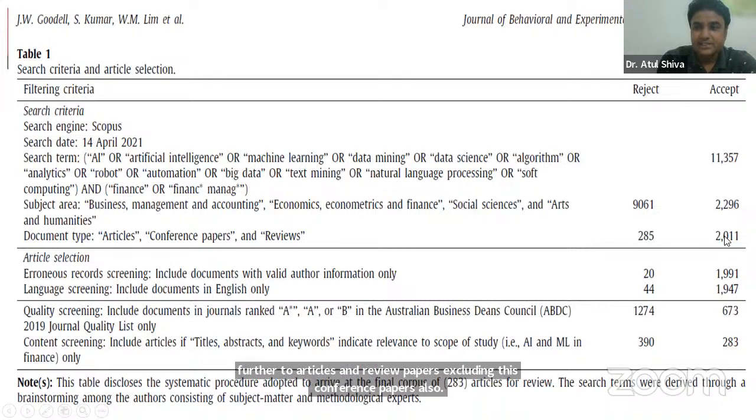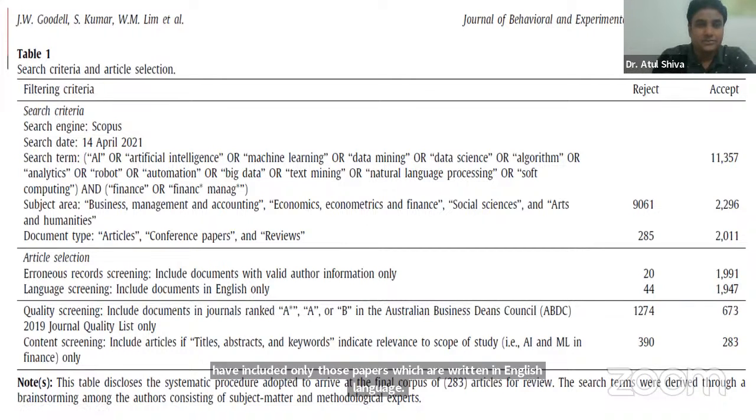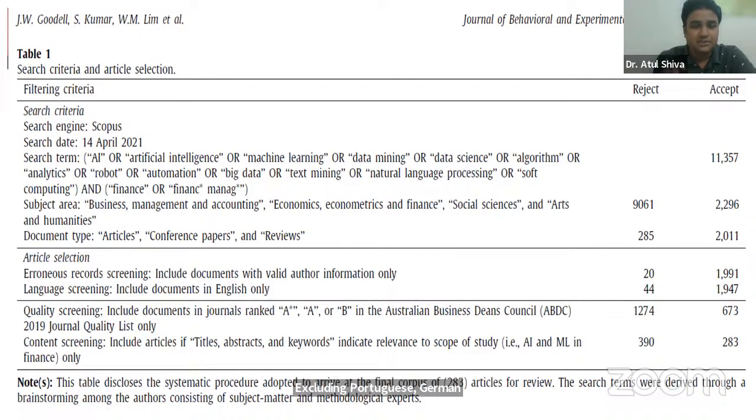So 285 are rejected and 2,001 remain. And then this has to be done, you can say, manually. Out of these 2,000, you have to manually exclude those papers which don't have valid author information. So you can find only those journals where information is complete. The authors here have excluded 20 papers, and they have included only those papers which are written in English, excluding Portuguese, German, French, and Chinese published papers. So you can focus only on English papers. You can see that 44 papers were further deleted, leaving 1,947.